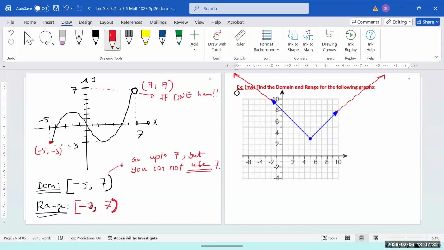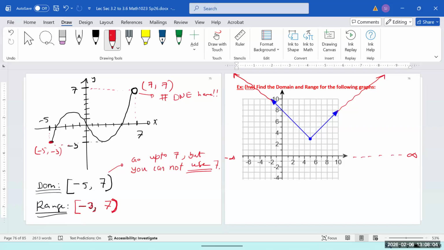You're going on forever and ever and ever and ever, negative infinity. And if you are going on your right side forever and ever, what is the highest number you're going to reach on the right side? Positive infinity. So between negative infinity and positive infinity, do you see any gap anywhere in your function from left to the right?